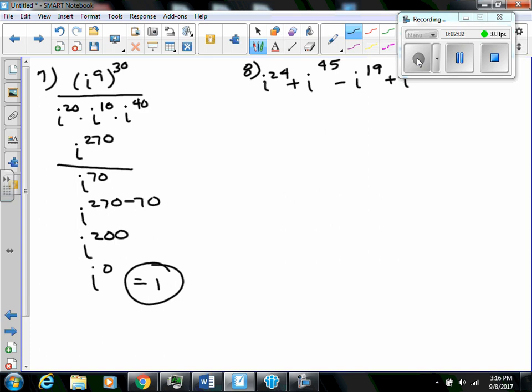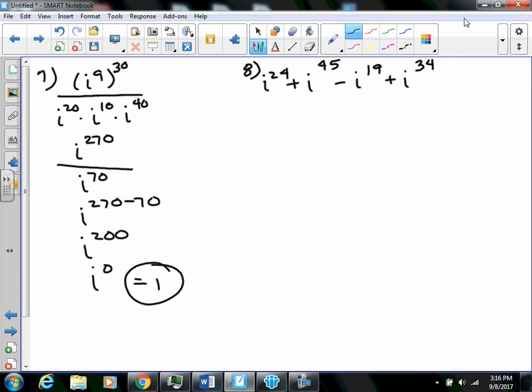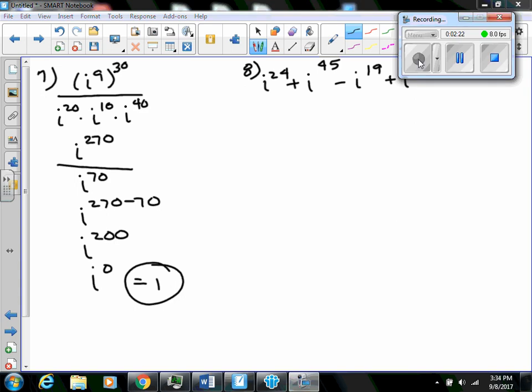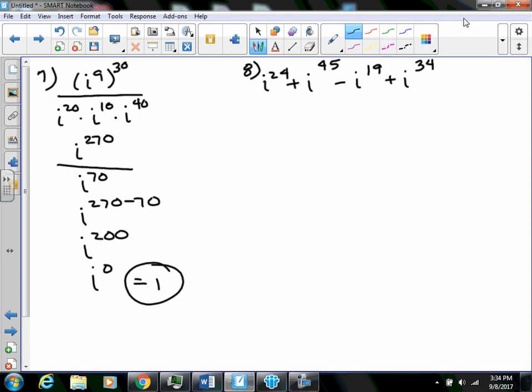Now, for number 8, this one, you're going to need to use that rule where you remember the cycle of i to rewrite each of these into something that they're equivalent to. So let's start with the first part, i to the 24th. Okay, for number 8, again, we are going to find equivalent values for each of the terms, and then we're going to simplify at the end. So to start off, you have i to the 24th power. You want to start by saying, how many times does 4 divide into 24? Well, it goes 6 whole times, but it leaves a remainder of 0. So i to the 24th is equivalent to i to the 0 power.